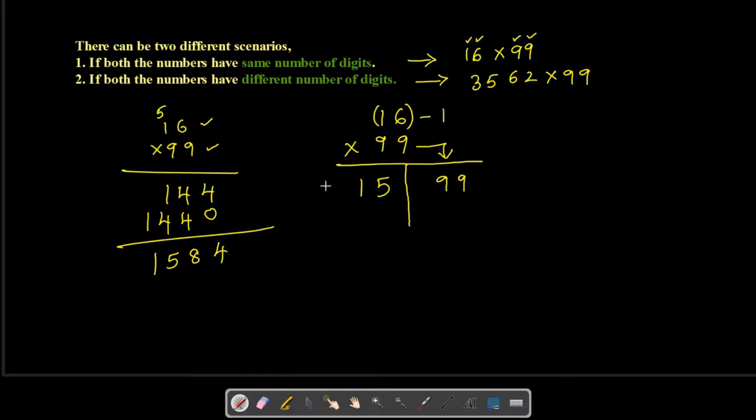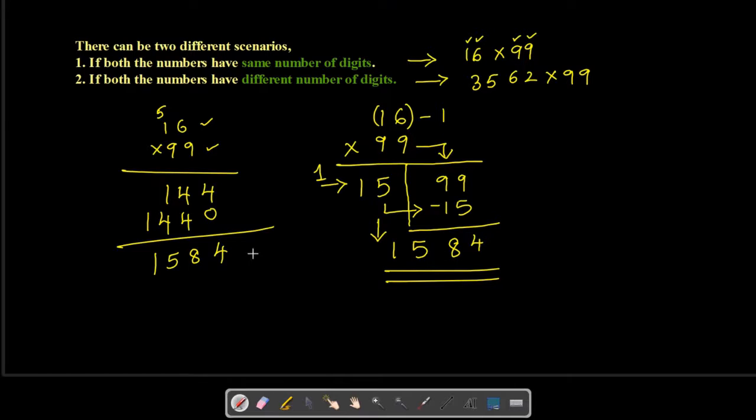Now, this is my first step. In the second step, I take this 15 and subtract it from 99, which gives me 84. And I take this 15 as it is in the bottom. So I got 1584, which is the same as this.